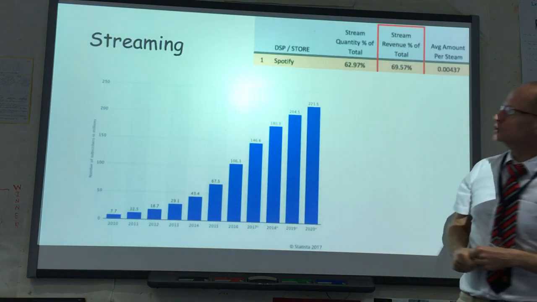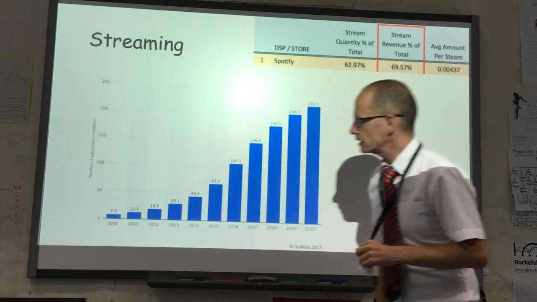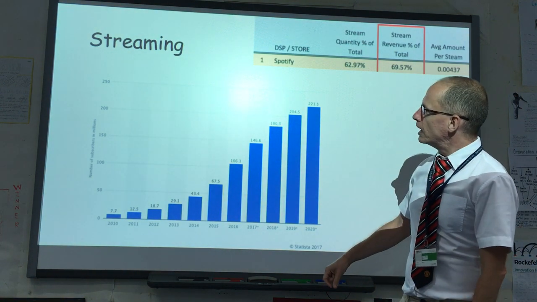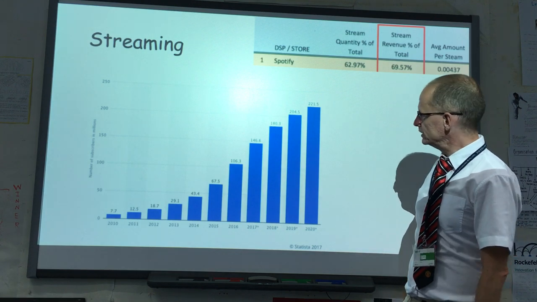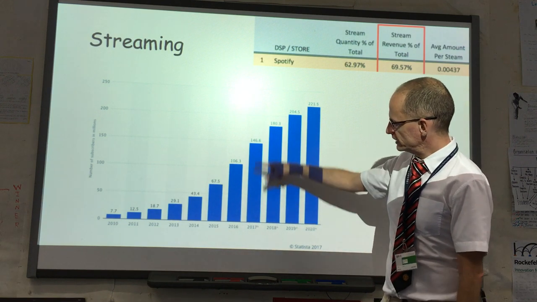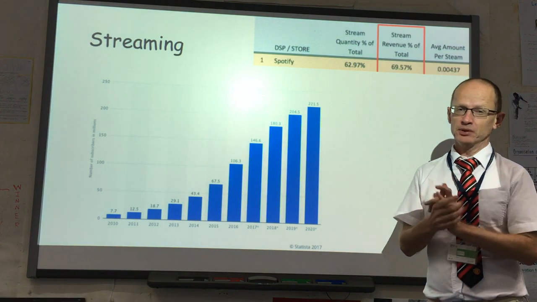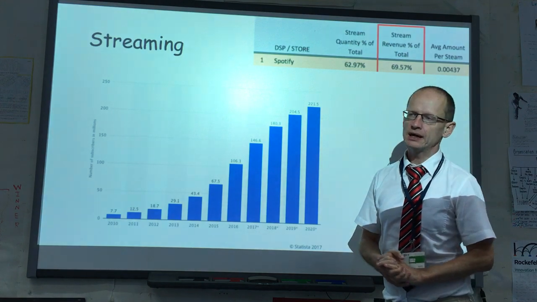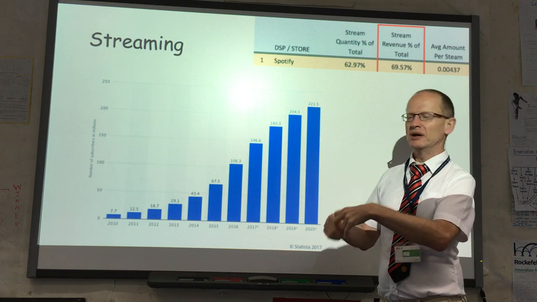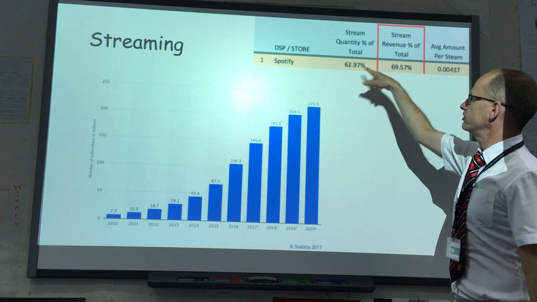That's partly because streaming has become more popular. The first streaming figures appeared in 2010. This is going through to 2020, so it's a forecast. So this is saying that by 2020, there will be something like 221 million people streaming worldwide. In 2017, that is 146.6 million. And obviously people can subscribe, then you don't get any advertisements. Or you can have advertisements and you get it free. The market leader is Spotify, who have a market share of about 65%.